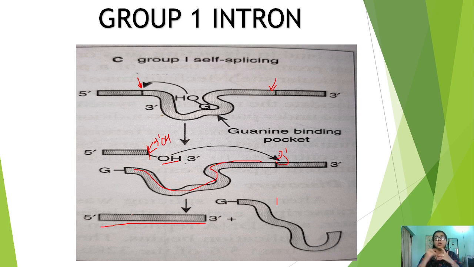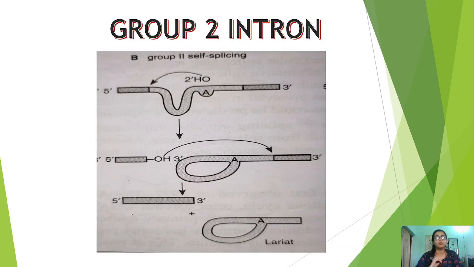That's why it is called self-splicing group 1 intron. Okay, that is why it is called group 1, because it is the first category of how self-splicing takes place. Nothing more than that. Next, moving to the second part of self-splicing, that is group 2 intron. It is another type of self-splicing mechanism, and here it is a bit different from what we have discussed previously. What is different?